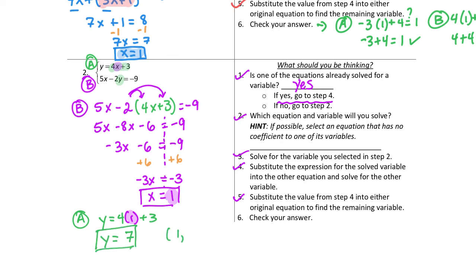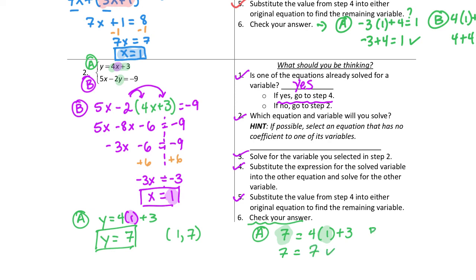If that is true, my ordered pair will be 1, 7, but we're going to do that final step and check our answer. You can see I took equation A, I replaced the y with the 7 and the x with the 1 to check it. And this one's pretty easy. We can see right away that 7 does indeed equal 4 times 1, 4 plus 3 is 7.